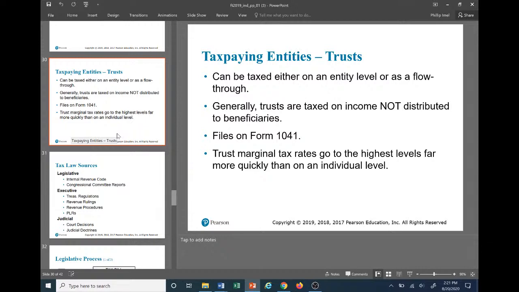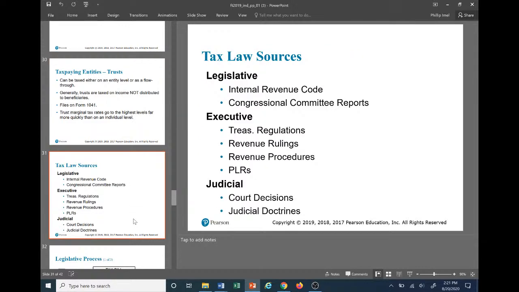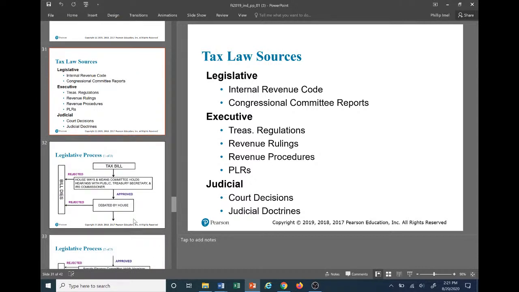Okay, what about the trusts? This can be taxed either on an entity level or as a flow-through. And most likely trusts are taxed on income not distributed to beneficiaries, as we said before. So it's anything that's left over from the estate or in the trust that is going to be taxed. You file this on Form 1041. And then the trust marginal tax rates go to the highest levels far more quickly than on an individual level. So these trusts are really getting hit hard on the maximum level of tax.